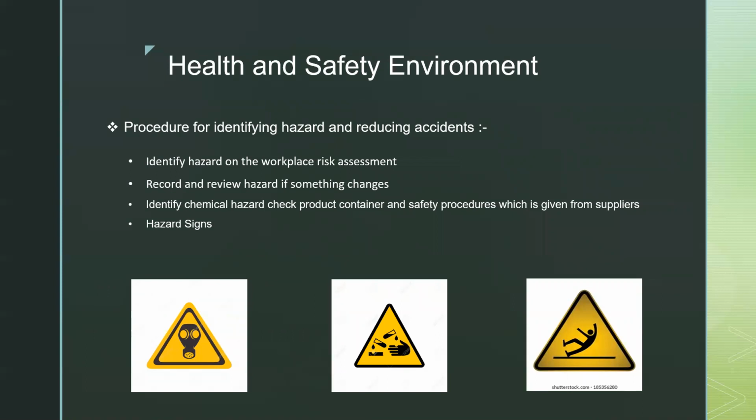Talking about health and safety environment in the plant, the efforts and procedures to identify workplace hazards are by workplace assessment and following the procedures given by the supplier. We buy toxic chemicals and install hazard signs like toxic gas signs and physical hazard signs.